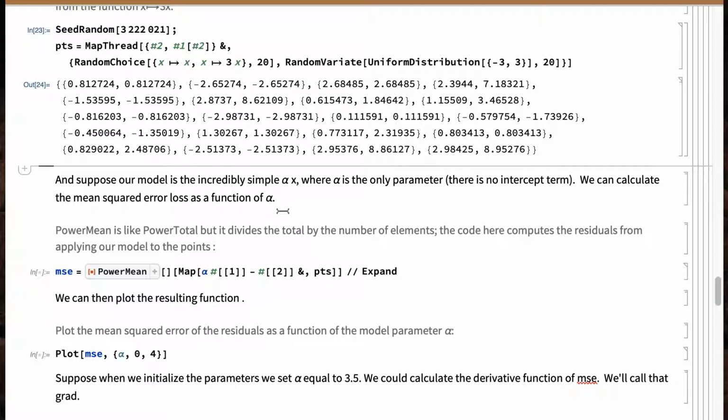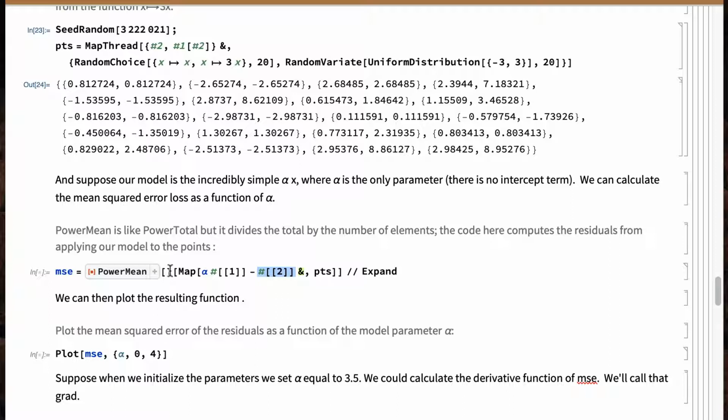This is going back to our study of maximum likelihood estimates and least squares estimates. But the idea basically is we want to get an expression for the loss as a function of the parameter alpha. So how do we do that? For each of these points, we're going to say, what is alpha times the x value minus the y value? That's going to give us the residuals, and then we're going to take the sum of the squares of that. That'll give us the total, but we're going to divide it by the number of points. So we're not going to use power total as we've been doing all along. We're going to use power mean.